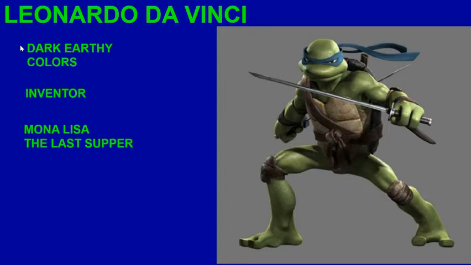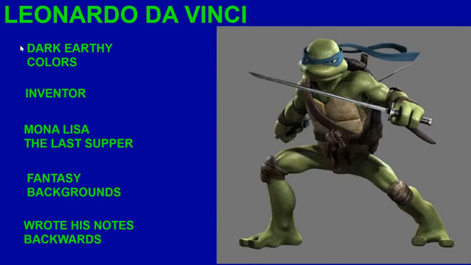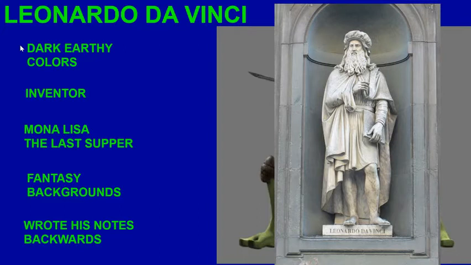He painted the Mona Lisa, and he also painted the Last Supper, and he painted fantasy. And in his artworks, if you look in the backgrounds, to me they look like fantasy backgrounds. And we're going to look at his sketchbook and his notes that he wrote in his sketchbook. And one of the things I want you to take away from this is that he wrote his notes backwards. There he is. That is Leonardo da Vinci. That is what he would have looked like 500 years ago.